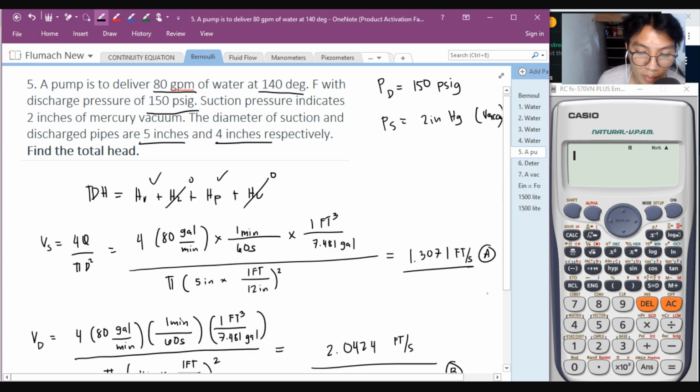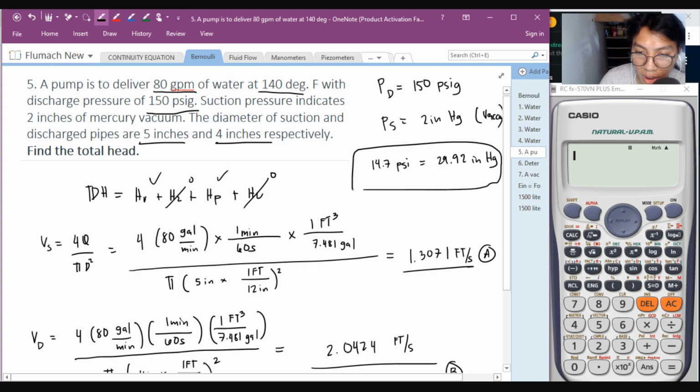Ano ang paraan para to maging absolute? Just add 14.7. Ito naman, i-convert mo to PSI. How will you convert? Ano yung conversion mo dyan? You have 14.7 PSI, equal yan sa 29.92 inches Hg. Ayan yung conversion factor niya. Huwag mo kakalimutan.